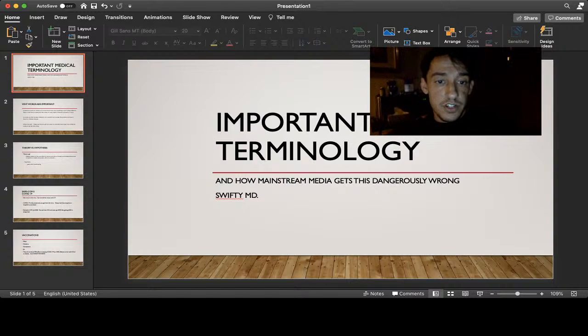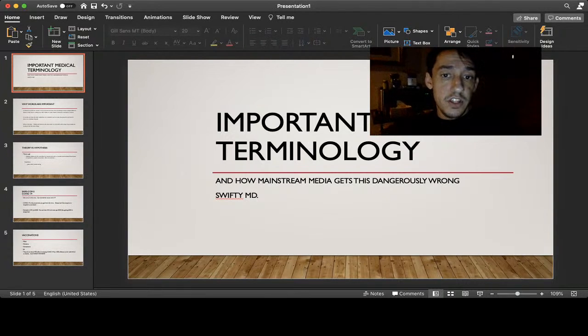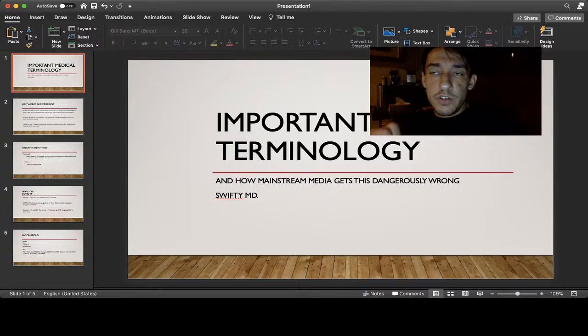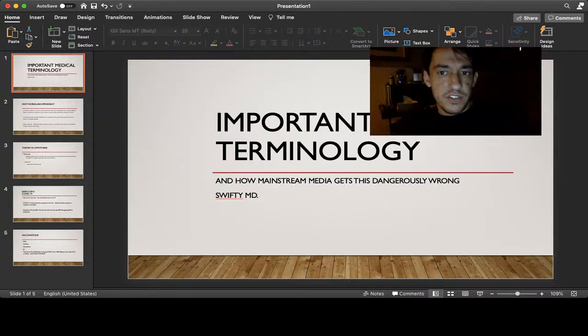So, important medical terminology and how mainstream media gets this dangerously wrong. Why words are important. In science, words are coined to be universal and mean the same thing across multiple specialties: physics, mathematics, geology, astrophysics, medicine. We all use the same units to some extent. That way we can tie things in together without having to create little segues to them. We can just plug equations in. In medicine, we try to do that with international standard units, so different countries can do that.